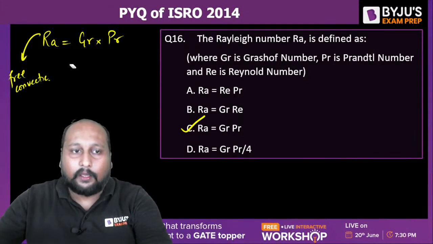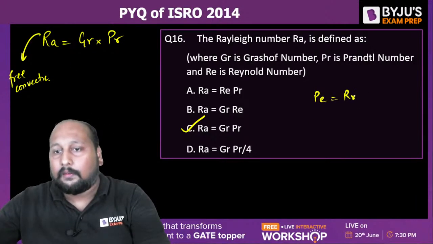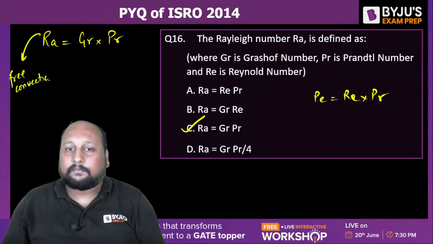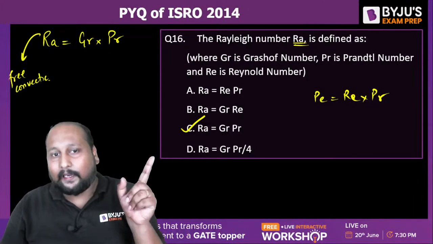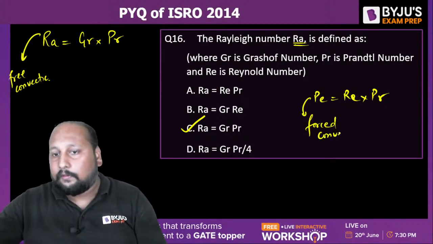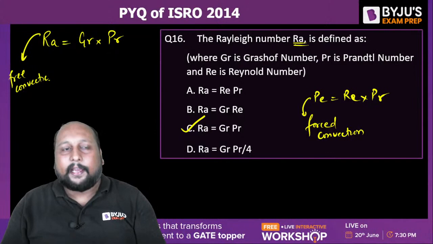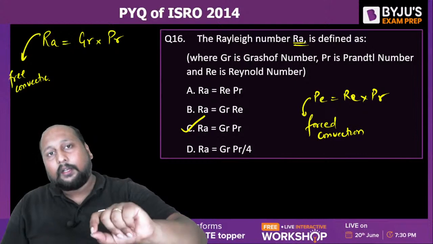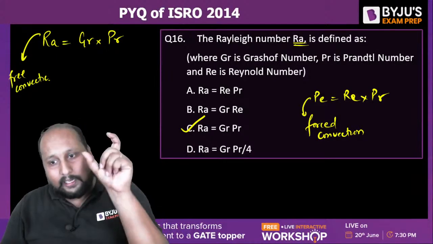Not Peclet. Peclet nahi hoga. Peclet to different hai. Peclet is Reynolds number into Prandtl number. Exactly. They are asking about Rayleigh number. Okay, so option C is the correct answer, which we are using in free convection, Grashof into Prandtl. Peclet is used in forced convection. And I hope you remember the range for laminar and turbulent in free convection. If your Rayleigh number is less than 10 to the power 11, it's a laminar flow. More than 10 to the power 11, it's a turbulent flow in free convection.